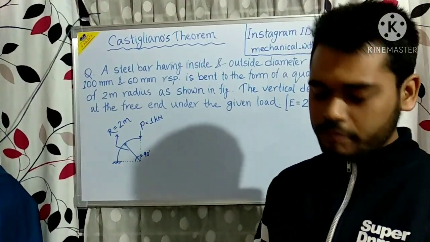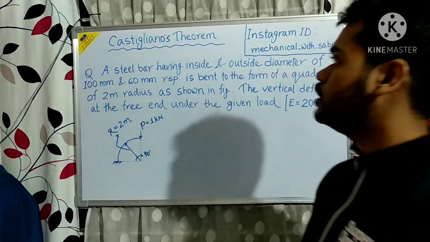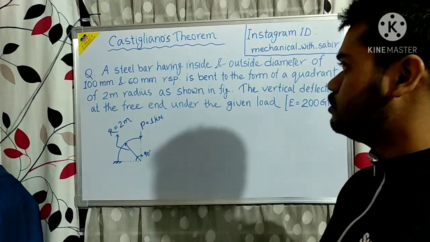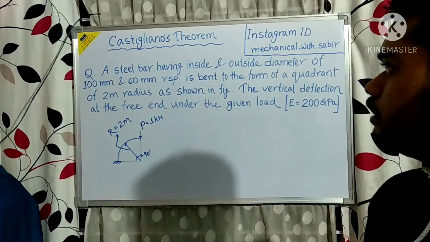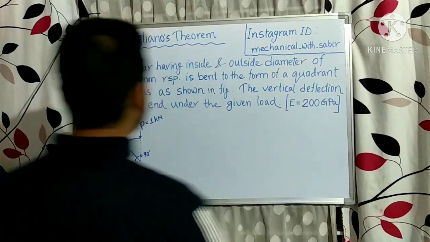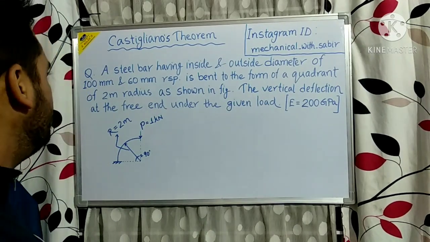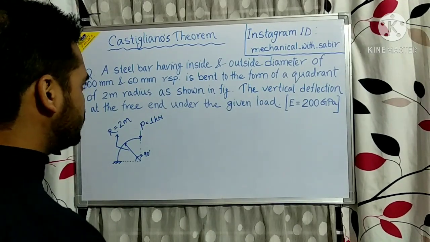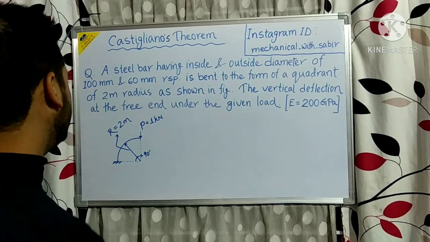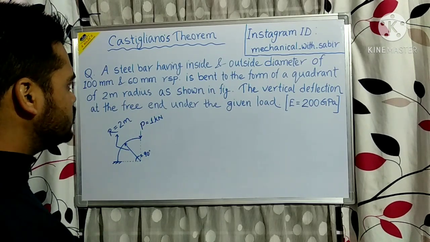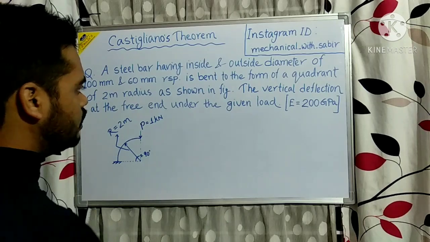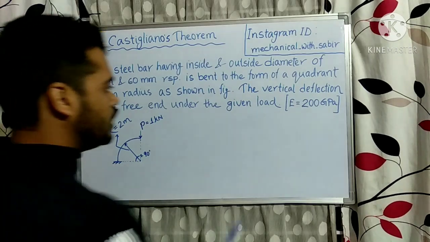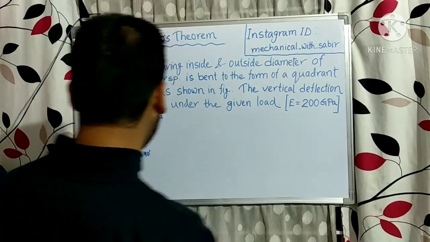In this video I am going to discuss one important theorem called Castigliano's Theorem. This question is from your strength of materials subject. A steel bar having inside and outside diameter of 160 mm respectively is bent to the form of a quadrant of 2 meter radius as shown in the figure. Find the vertical deflection at the free end under the given load. Young's modulus is given as 200 gigapascal.